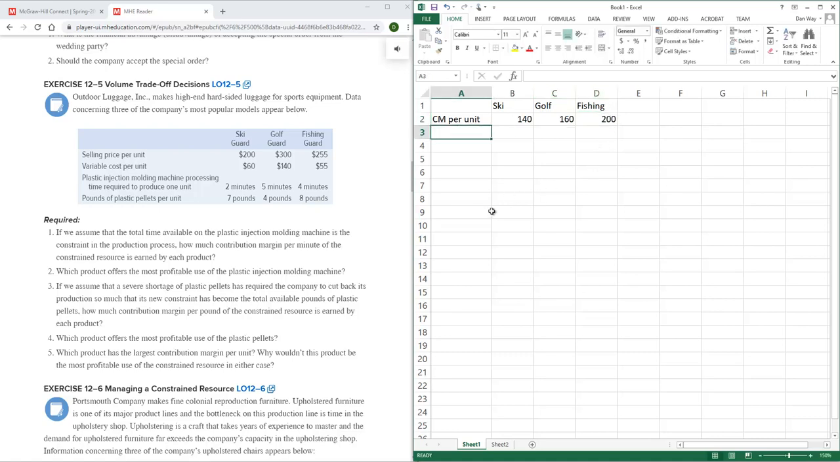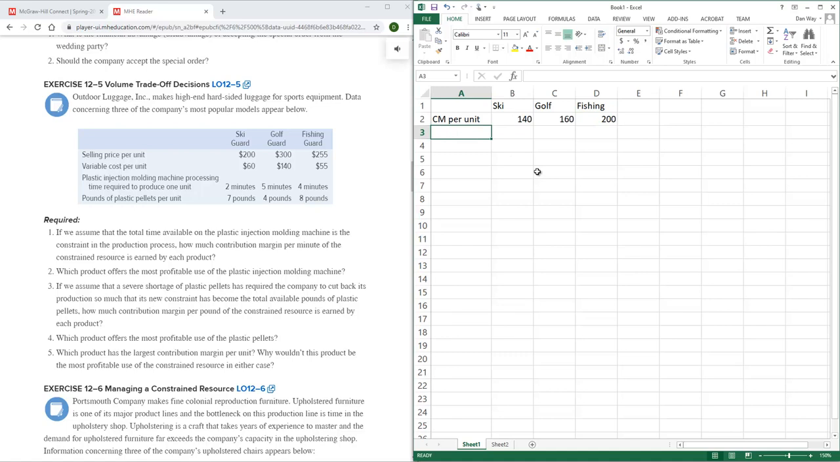So before we look at the use of limited resources, let's just think about the potential profitability of our product so far. All things equal, if we were just looking at this from an analytical standpoint, we'd say, well, the fishing guard is the most profitable product. Every unit we sell generates the most contribution margin, so we should focus sales there. But in this case, we have some limited resources to consider, so let's do that here.